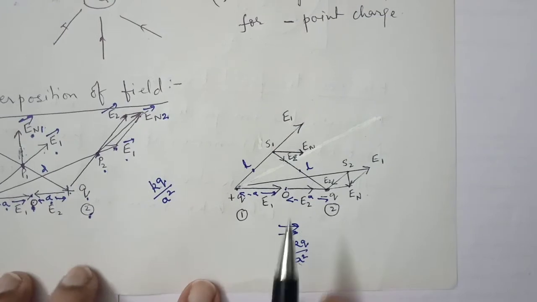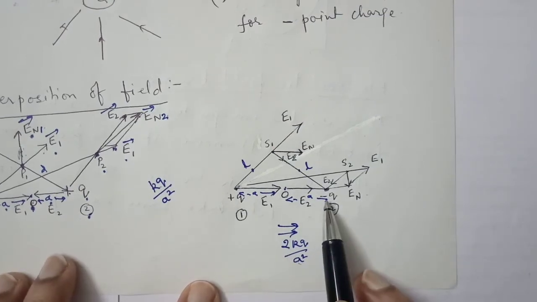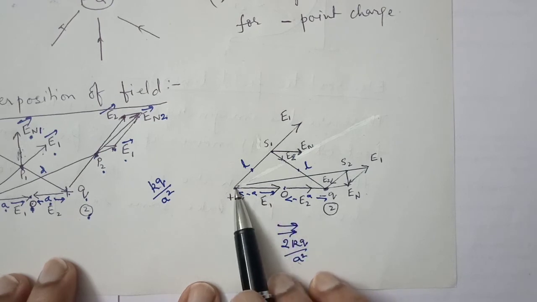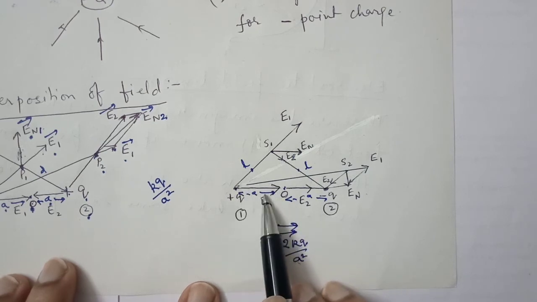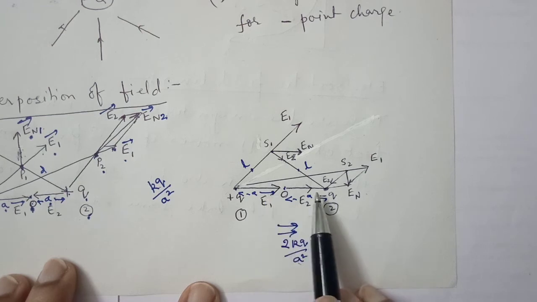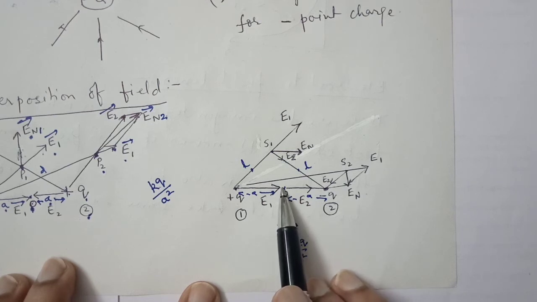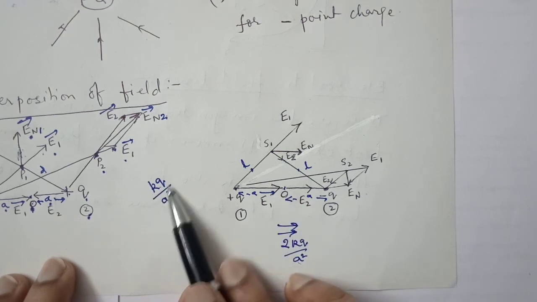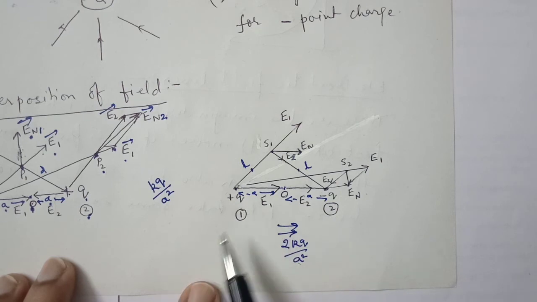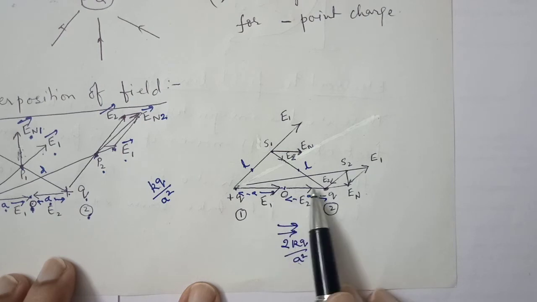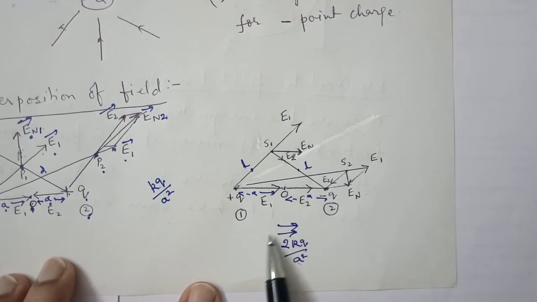Another example: if I take one positive and another negative charge, equal in magnitude but opposite in sign. For the positive charge, the field lines will be away from it. For the negative charge, the field will be towards it. If I consider the field magnitude over here simply as kq by a square due to this as well as this, magnitude wise they are the same, and the directions are both the same, and hence they will simply get added up to 2kq by a square.